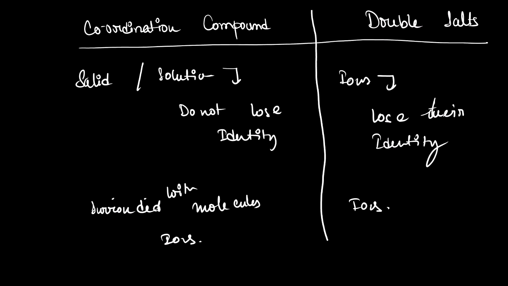This is also important to know. If we go for a few examples, for a double salt we have the salt K2SO4.Al2(SO4)3.24H2O, that is, K2SO4, Al2(SO4)3 along with 24 molecules of water. This one is a double salt named potash alum, whereas for a coordination compound I have already given one example.